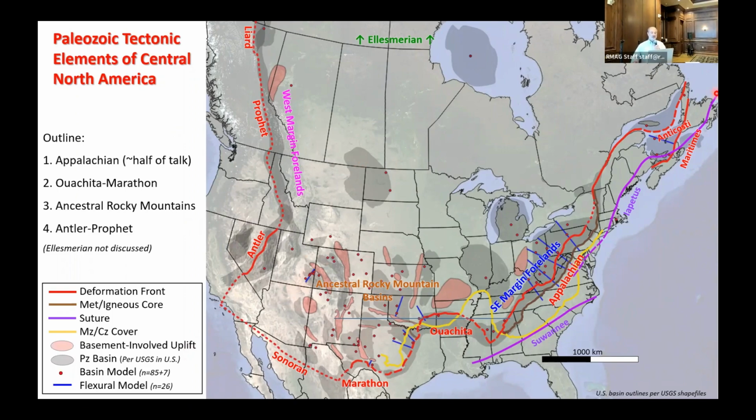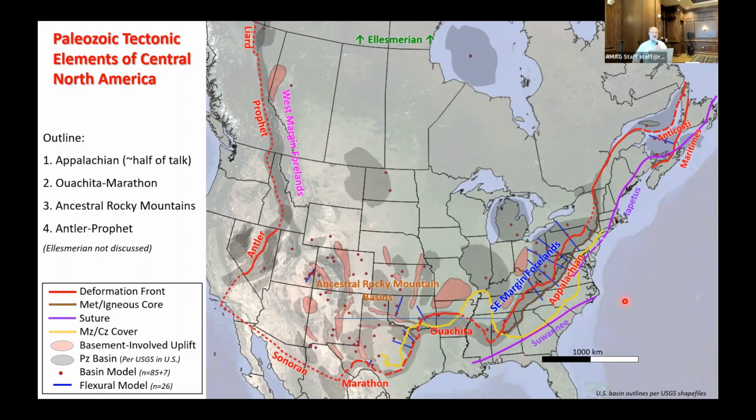And so on this map, you'll see different versions of this coverage, but the red line is the last deformation front for these thin-skinned systems here and here. And then the gray outlines are the basin outlines for Paleozoic basins. And this, I just took this straight from the USGS, not to be too interpretive. And then the red or pink are the basement uplifts associated mostly with this ARM system here.